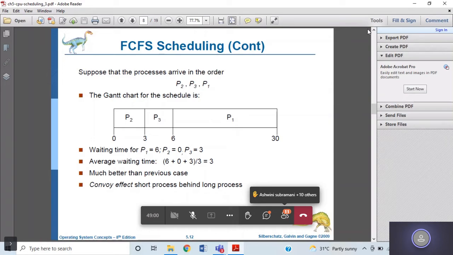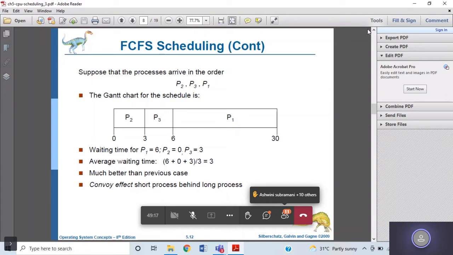Since P2 is coming first, it will be served first. So 0 to 3, and P3 is coming next, so 3 to 6. And P1 is coming at the last. Since it is taking 24 seconds, it is 6 to 30.